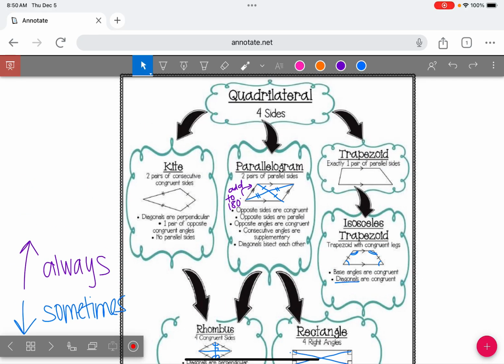If I tried to move left and right, a trapezoid and a parallelogram, the only way that they're related is that they both have 4 sides. But a trapezoid and a parallelogram are not part of the same family. So a trapezoid is never a parallelogram. An isosceles trapezoid is never a rectangle. An isosceles trapezoid is never a kite. So as I'm moving left or right, I would use the word never.